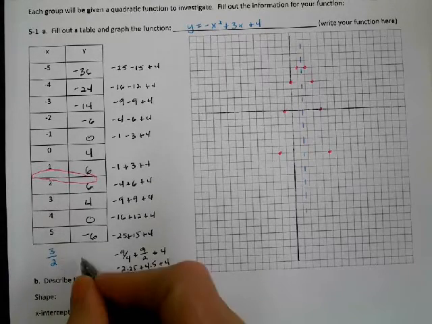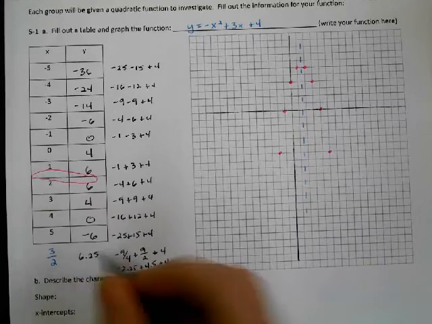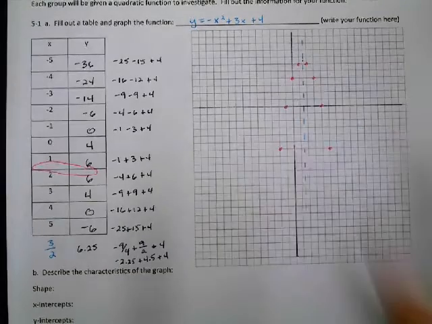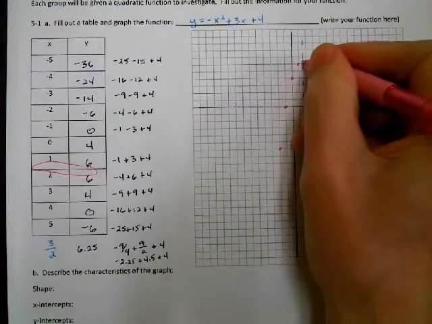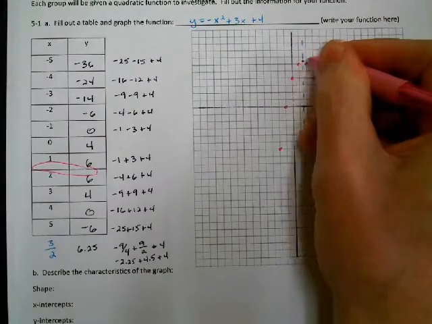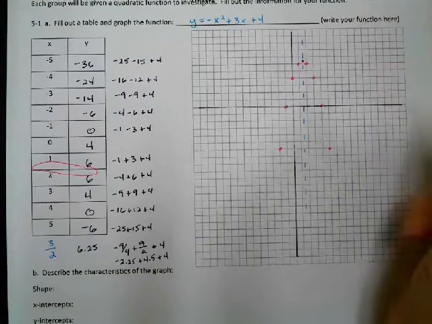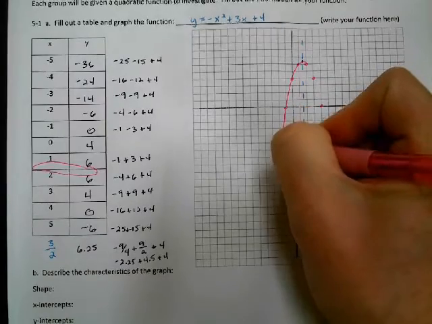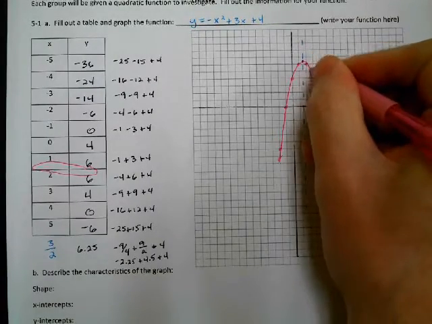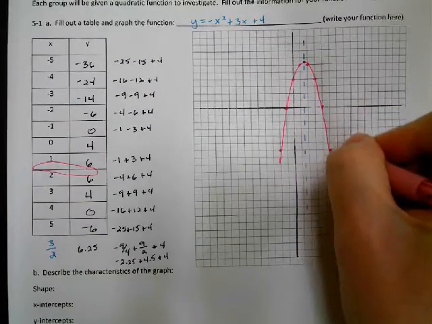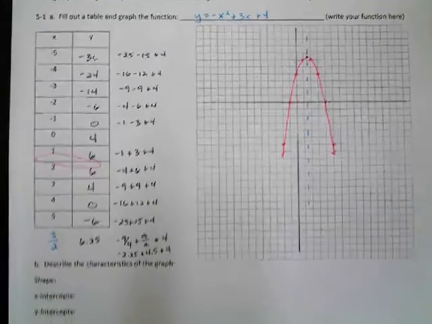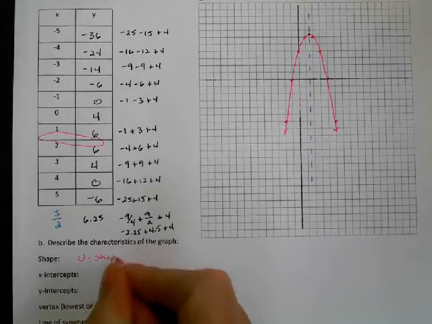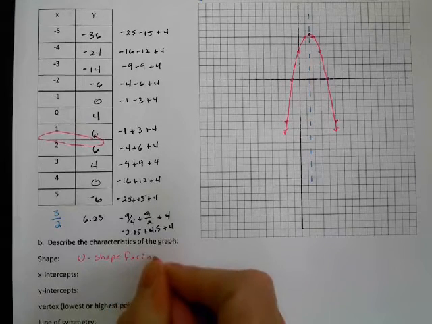All right, so our vertex is actually right about here at 6.25, which kind of makes sense for this. It looks like that's making the U shape there. All right, there's our parabola. So what's the shape? This one's a U shape that faces down. Or opening down. The x-intercepts, we do have the x-intercepts.